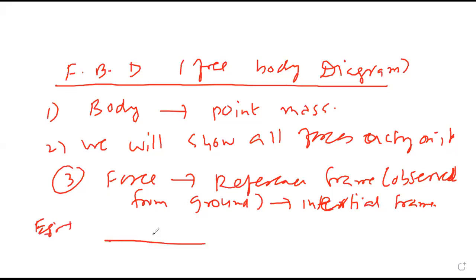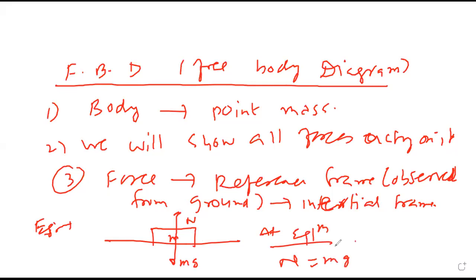Suppose I consider one body here of mass m. Somebody is standing outside and observing this body. So for him, weight is acting downward on this body and normal reaction upward. So we can say at equilibrium, N is balanced by mg. This is the meaning of it. Suppose this is one inclined surface. This is normal reaction. This is mg. So at the point mass, normal reaction and mg are inclined. Copy.